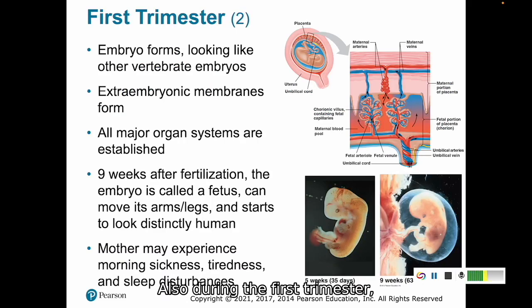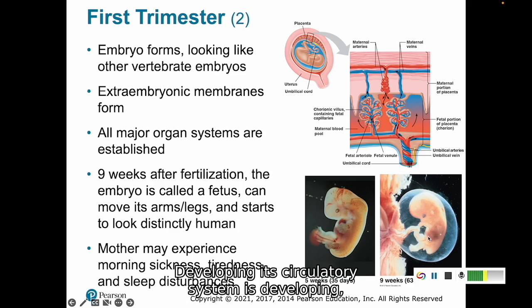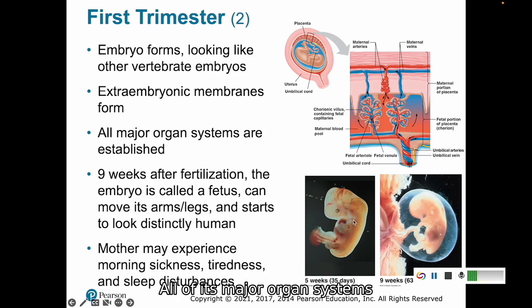Okay, also during the first trimester, this is when the embryo forms. We'll talk about its stages of development in the next chapter, but it follows a pattern that's very similar to other vertebrate embryos. Extraembryonic membranes will form. All the major organ systems are established during the first trimester. So you can see the baby is developing, this is its heart, it's developing its circulatory system, it's developing its digestive system, it's developing bones. All of its major organ systems are beginning to be developed.